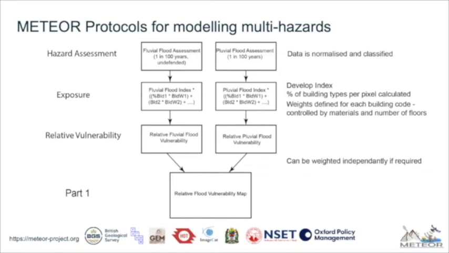If there is more than one output for a specific hazard, for example, in this case, we have outputs for fluvial and pluvial flooding, these outputs are then weighted either through expert elicitation or, if possible, to reflect a frequency analysis of the hazard events, and combined to produce a relative vulnerability map for that hazard.